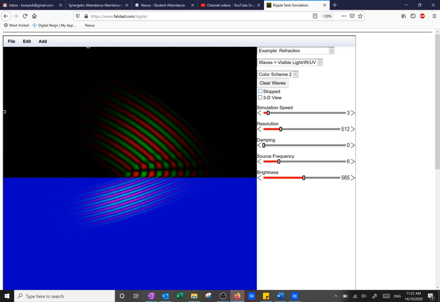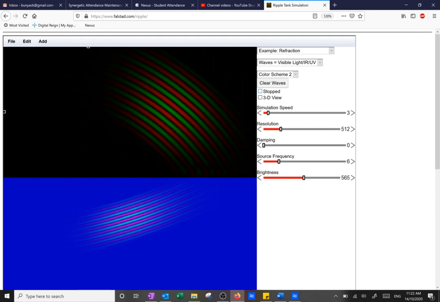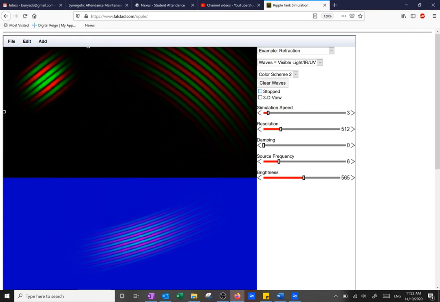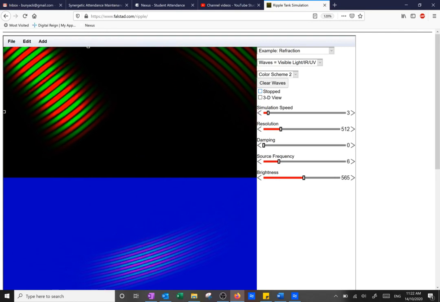Oh, so it slowed down and it bent towards the normal. So some of it, like, less to more. Yeah, some did reflect. And that's what happens.